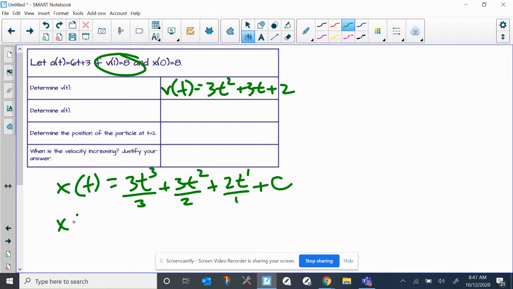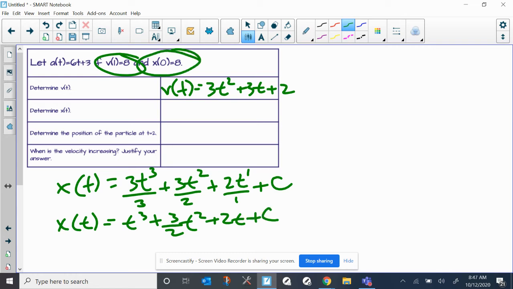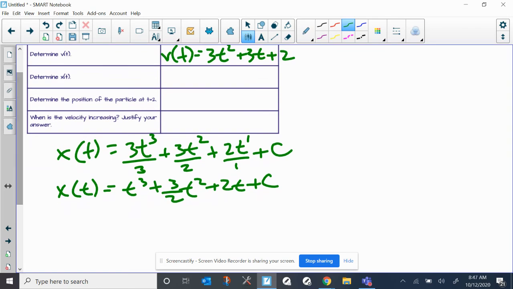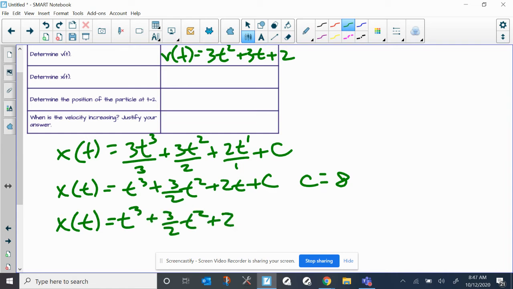So my position equation is x of t equals t cubed plus 3/2 t squared plus 2t plus c. And then I know x of 0 equals 8, so I would plug 8 in for the x of t and 0 everywhere else, and that means c equals 8. So my position equation is t cubed plus 3/2 t squared plus 2t plus 8.